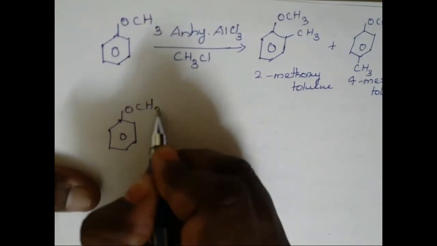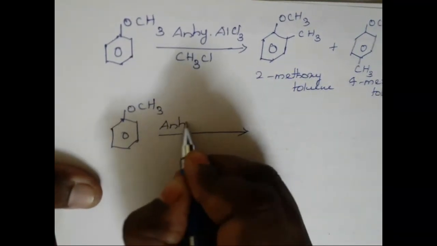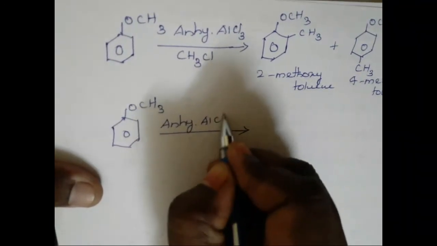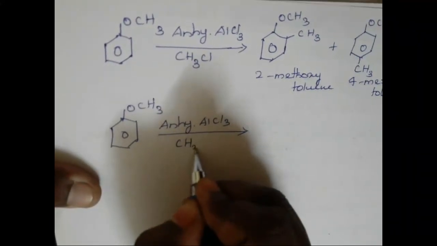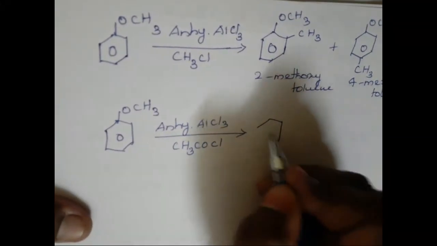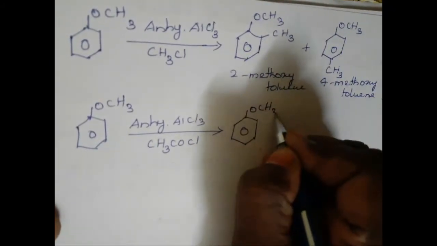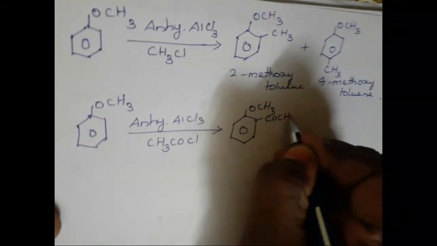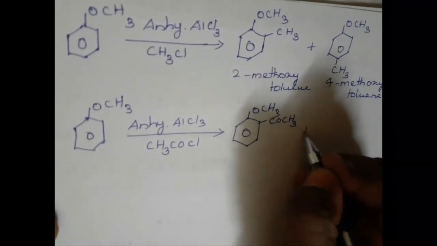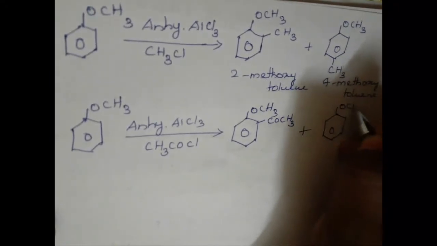Anisole undergoes acylation in the same way, in presence of anhydrous aluminium chloride. It undergoes acylation with CH3COCl. It forms two compounds, 2-methoxyacetophenone and 4-methoxyacetophenone.